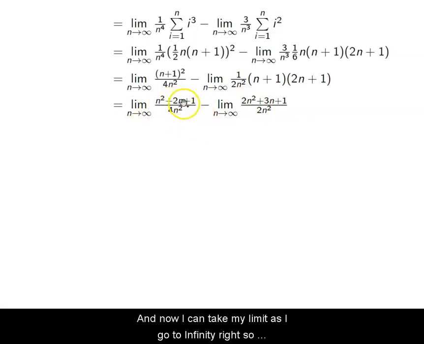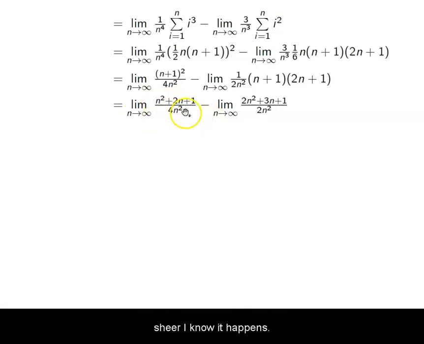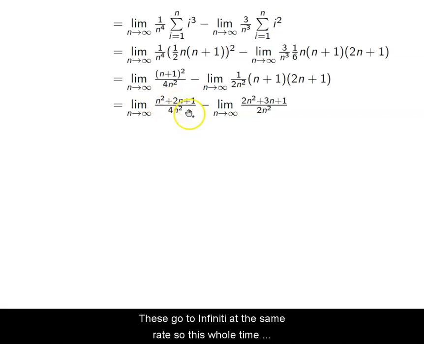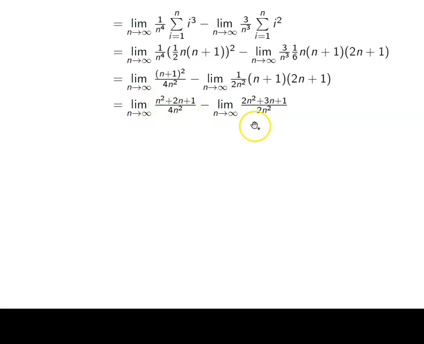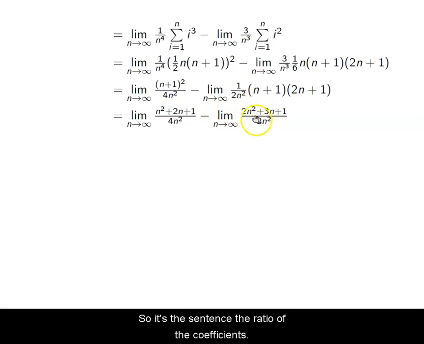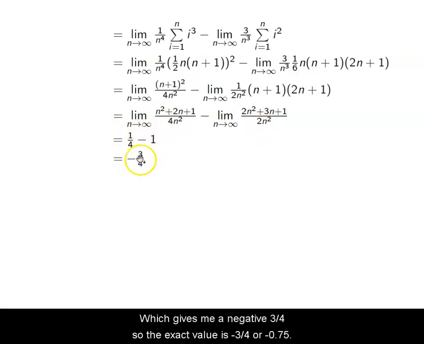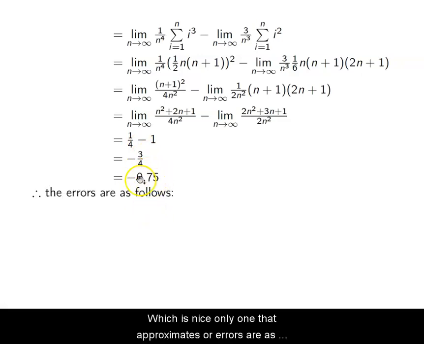And now I can take my limit as n goes to infinity, right? So here I know what happens. These go to infinity at the same rate. So this whole term just goes to 1/4. Here, leading term is n squared, leading term is n squared. So this just turns into the ratio of the coefficients, which is 1. So this turns into 1/4 minus 1, okay, which gives me a negative 3/4. So the exact value is negative 3/4 or negative 0.75, which is nice when we want to approximate.